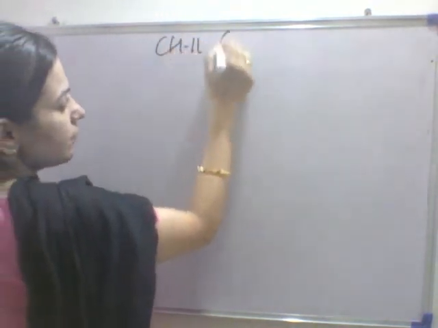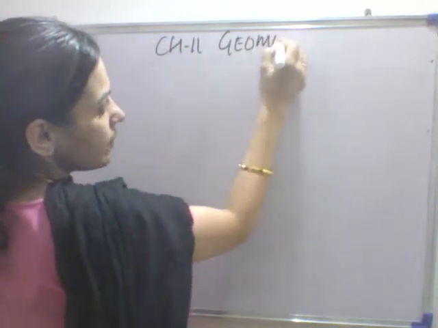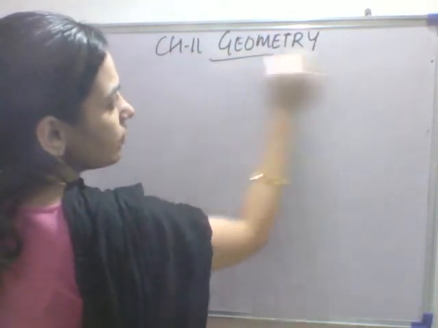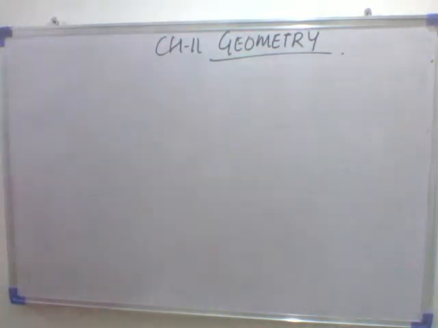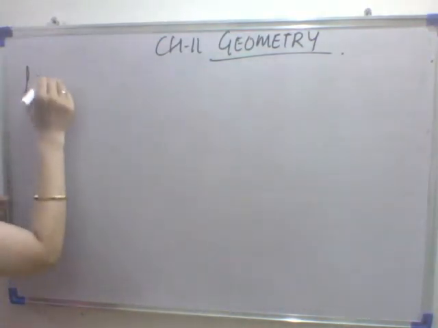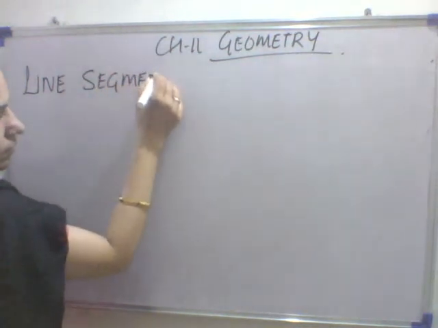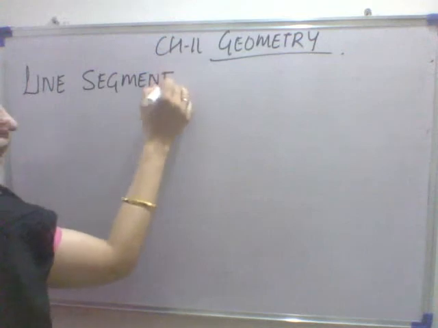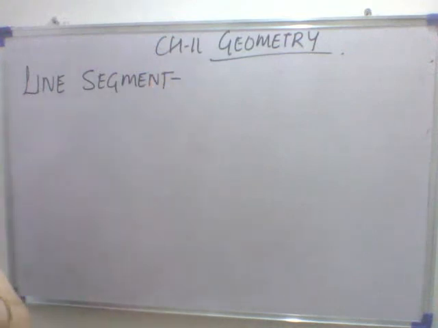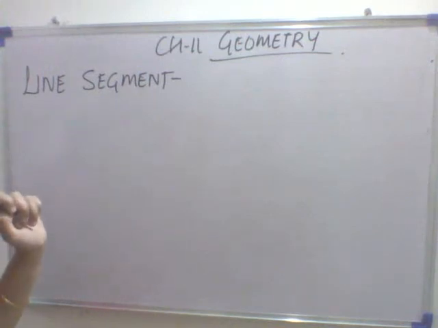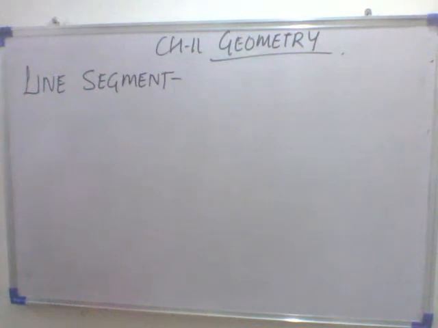of our next chapter, that is chapter number 11, geometry. In this chapter we have started with some of the definitions. First was the line segment. What was the line segment? It is the shortest path between 2 points. It has 2 end points and can be measured with the help of a ruler.